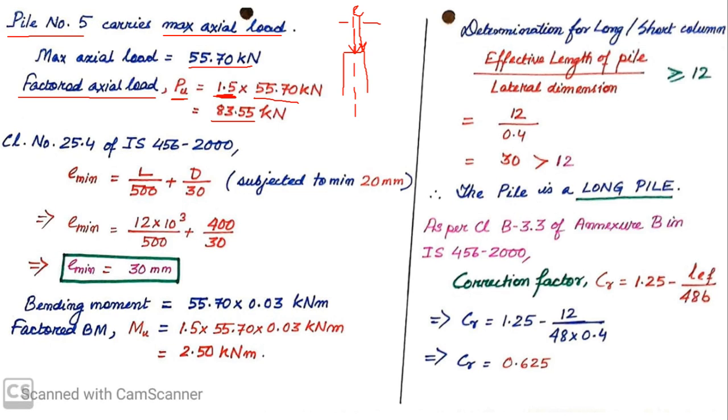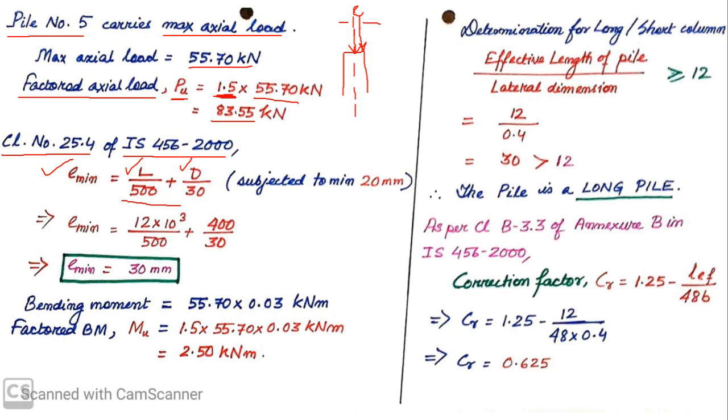In this problem, we do not know what the eccentricity is, so we have to consider the minimum amount of eccentricity present in our pile. Clause number 25.4 of IS 456:2000 says that the minimum eccentricity in a column or in a pile is equal to L by 500, where L is the length of the pile, plus D by 30, where D is the diameter of the pile or the lateral dimension.